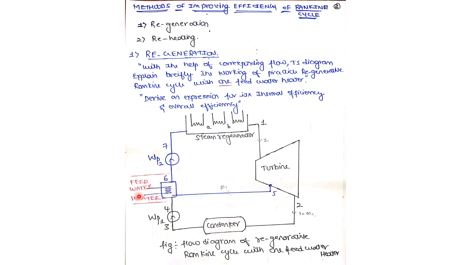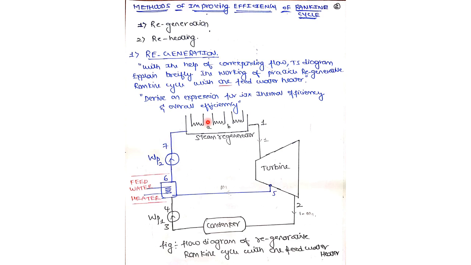So from state 5, using this feed water heater, the temperature would be raised to state 6. From state 6 to state 7, again it is a pumping action. From 7 to A, it is again an economizer. A to B is boiler, B to 1 is superheater, and it goes on.